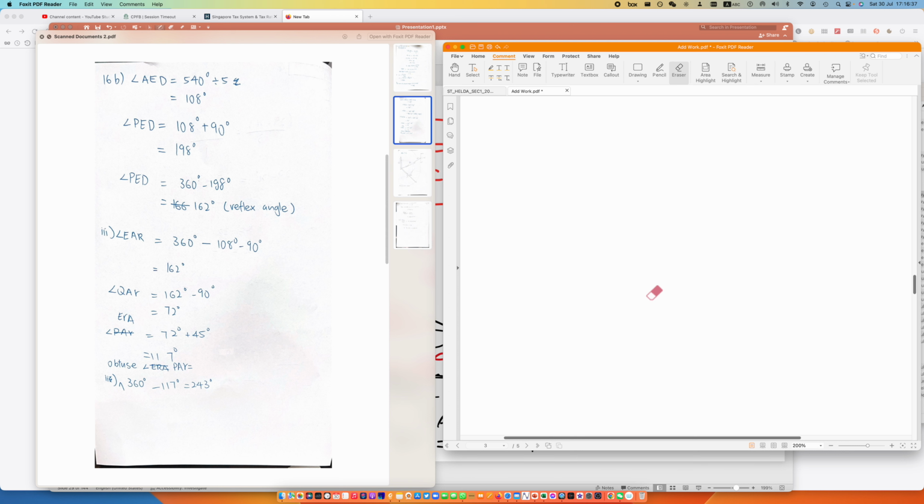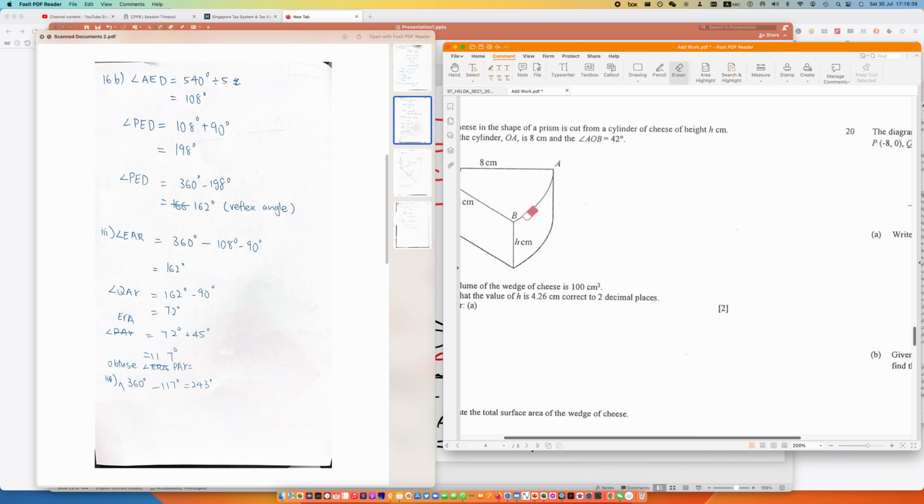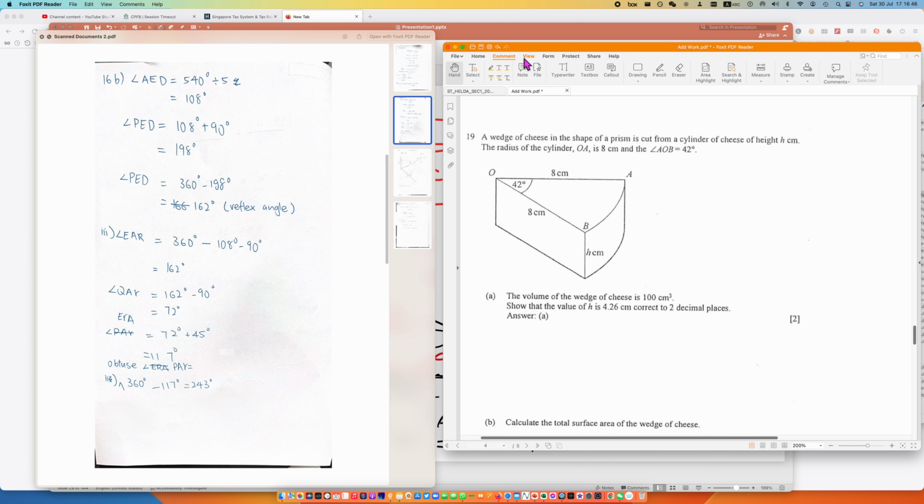Next. How do you get this question? I don't know how to do it. No, first thing, what is this figure called? We talk about cylinder, right? And then we talk about cuboid. Then we talk about cube. And we recently learned one more figure.